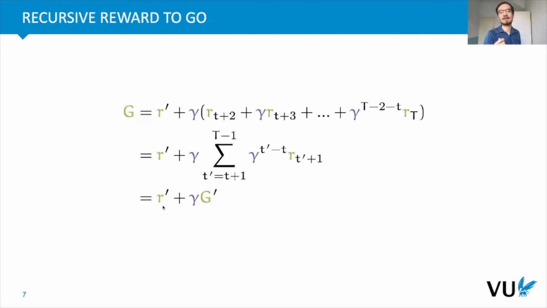So what does it basically say? It says that the discounted reward to go is equal to the reward in the next state plus the discounted reward to go in the next state. So we have this very nice recursive computation here.